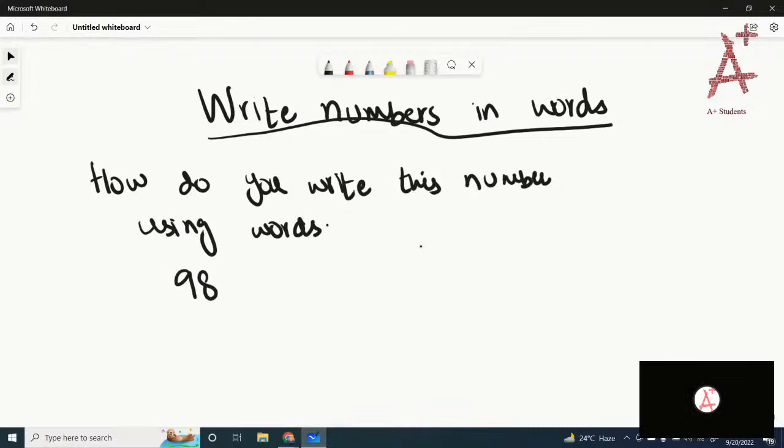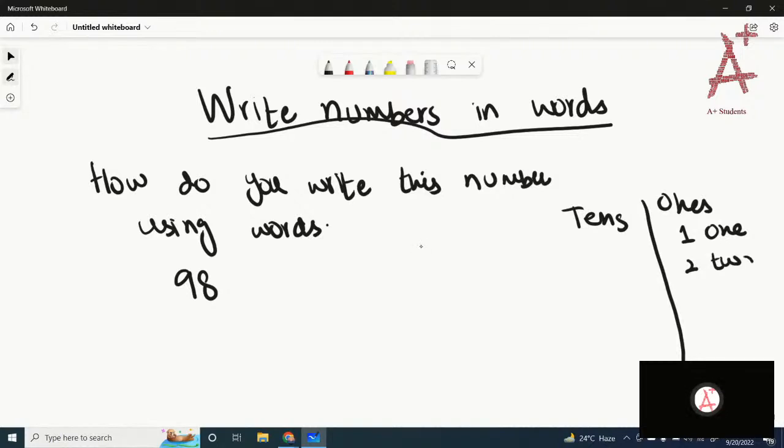Okay, so we have to write the numbers. We have to remember how we write the numbers from 21 to 99. Let's recall them. We can write them as tens and ones. The ones are 1, ONE, then 2 is TWO. You can memorize these spellings. Then for 3, they are THREE. Then for 4, they are FOUR. Then for 5, they are FIVE.